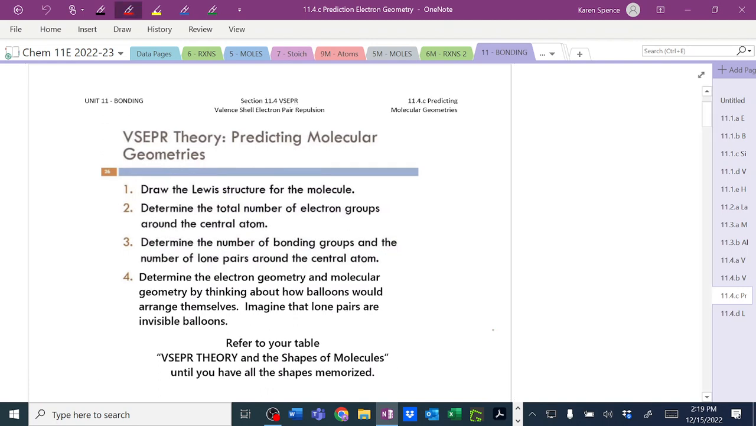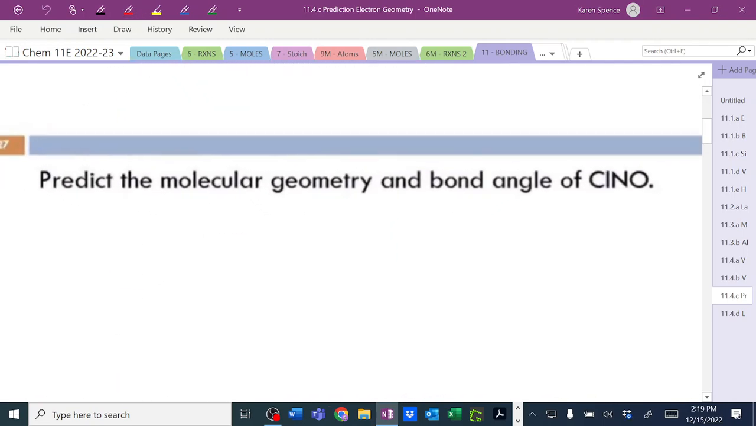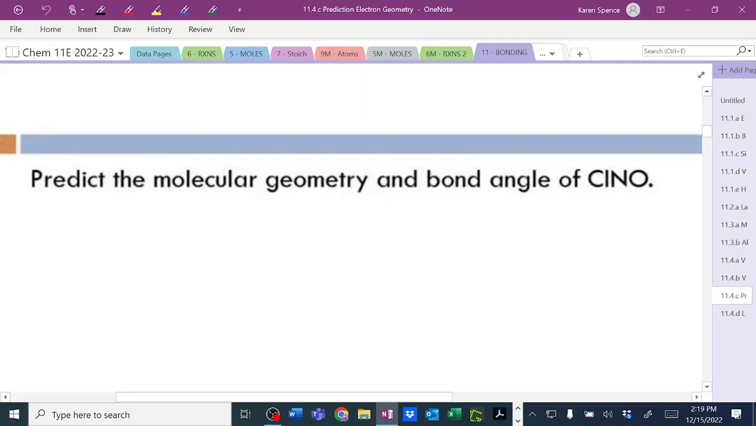Predicting the molecular geometries. We're going to do a few little practice problems. Okay. So we are going to predict the molecular geometry for ClNO.